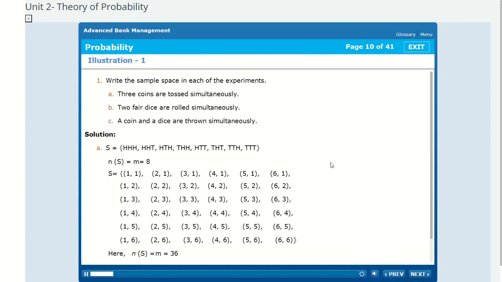Illustration 1. Write the sample space in each of the experiments. A: 3 coins are tossed simultaneously. B: 2 fair dice are rolled simultaneously. C: A coin and a dice are thrown simultaneously. Solution.